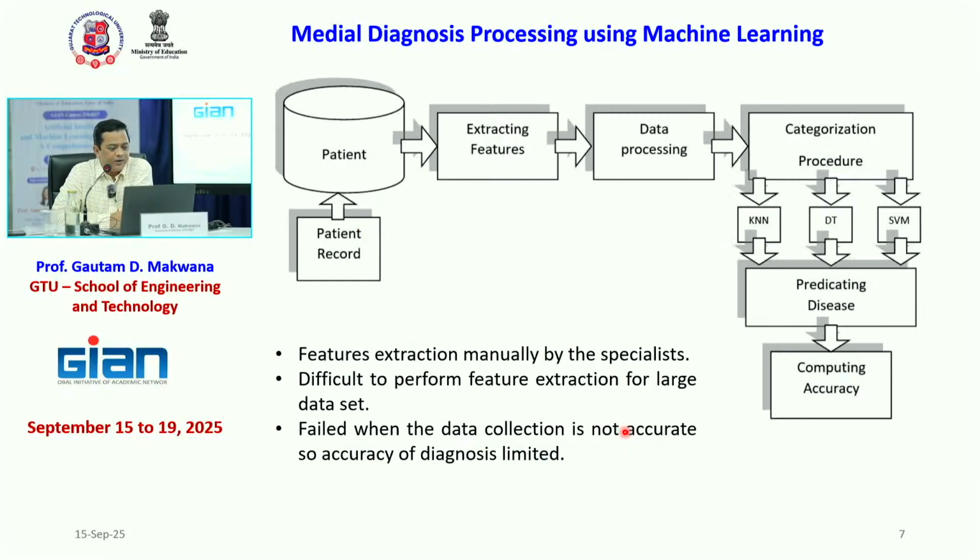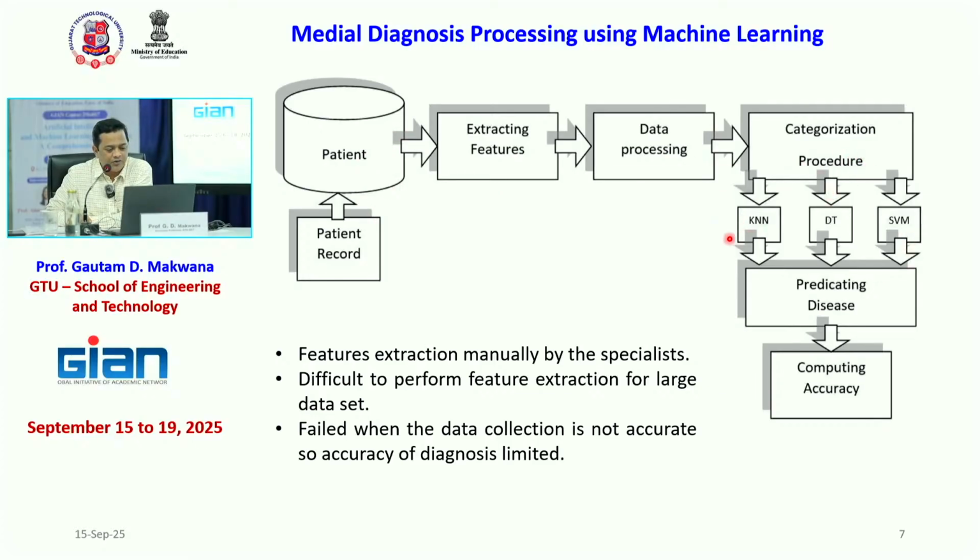Now, this is my first domain: medical diagnosis processing using machine learning. These are the steps showing how machine learning can help solve medical issues. Here the input is a patient record, the data from the patient, and then it goes through feature extraction, data processing, and categorization of the procedure.